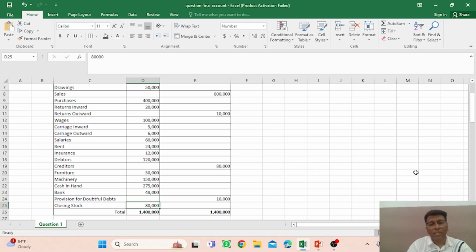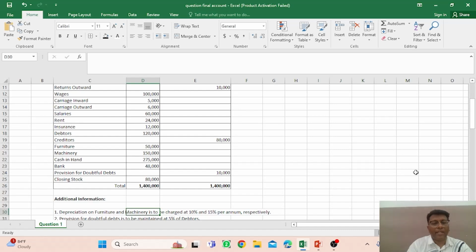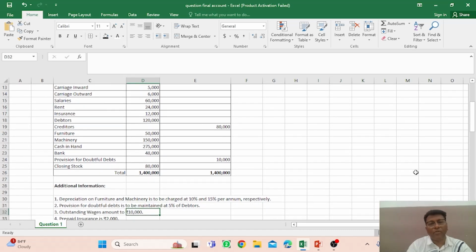So it would be written in the assets only, right? And sometimes you will see that the additional information or the adjustments are given below the trial balance. So if closing stock is given in the adjustment, it will take the entry two times. It means on the credit side of the trading account and the debit side of the assets in the balance sheet.